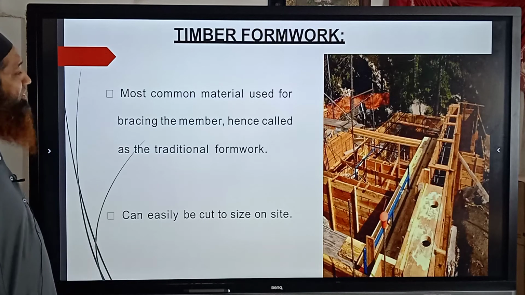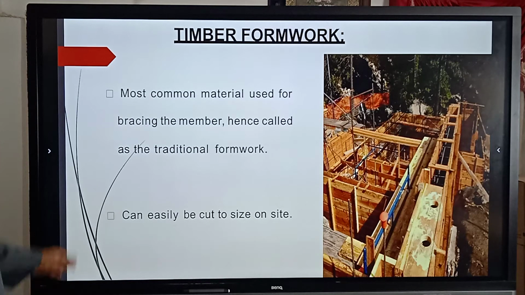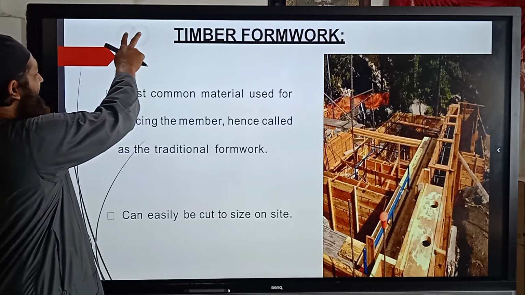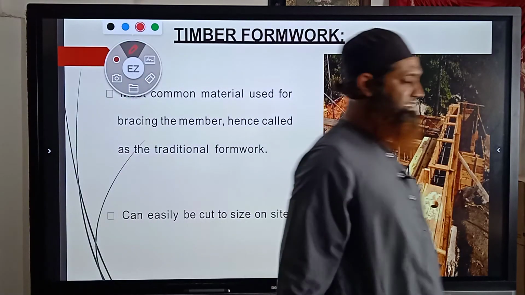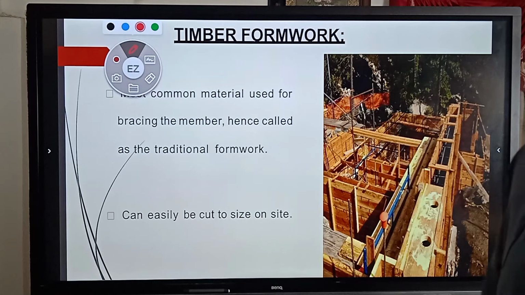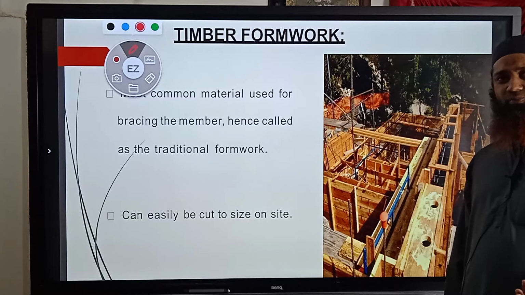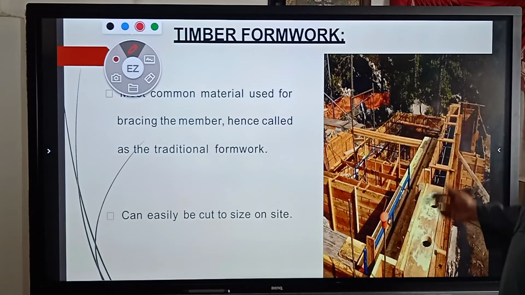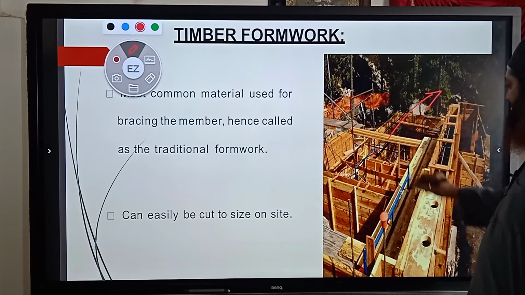Let us see. Timber formwork is the most common material used for bracing the member, hence called traditional. This is the traditional formwork which has been used for centuries. This is the timber. As timber is available very easily in the market and is not that costly also, this is the timber formwork, the traditional formwork.